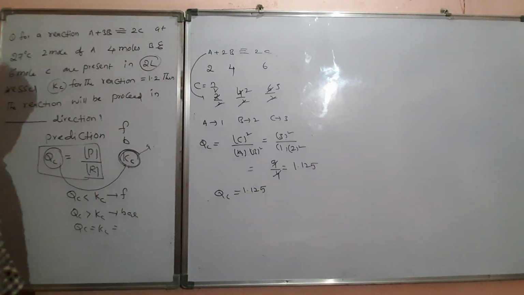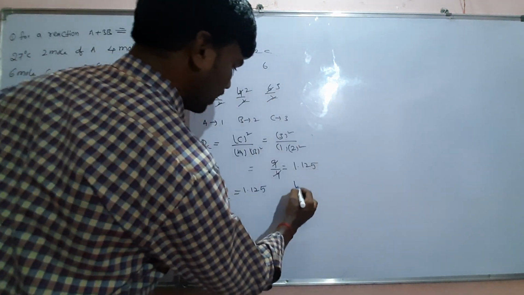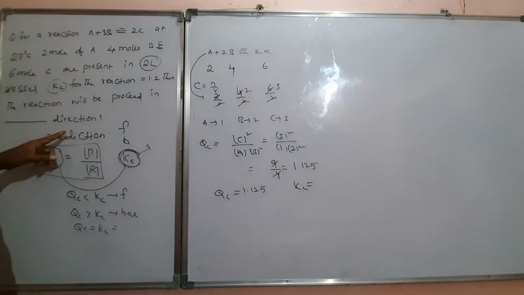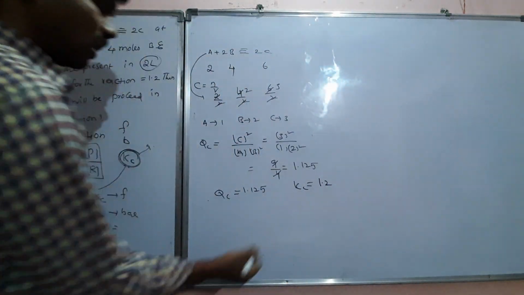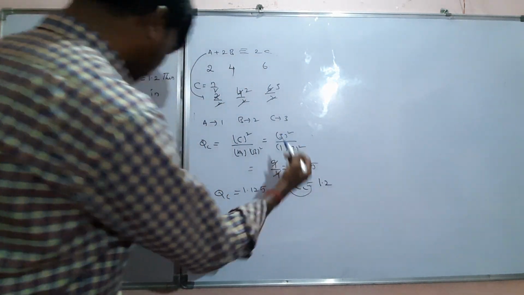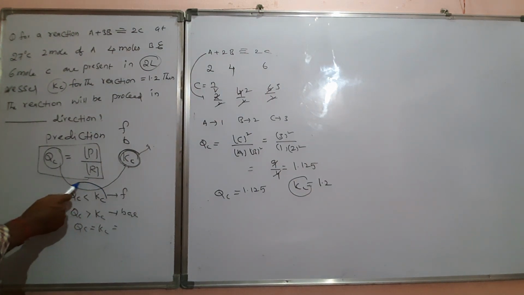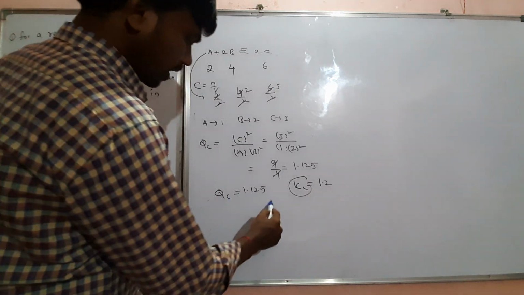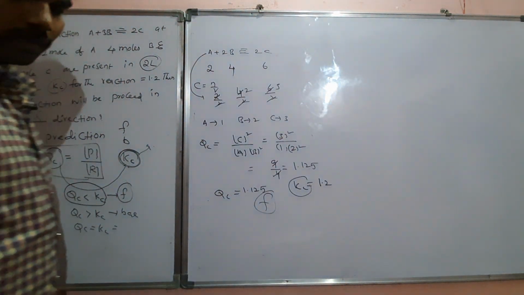Qc value is 1.125 and the Kc value is 1.2. In this, which value is greater? Kc value is greater. When Kc is greater than Qc, the reaction will move towards the forward direction. So this reaction will move in the forward direction. There is a chance that this type of question will be asked.